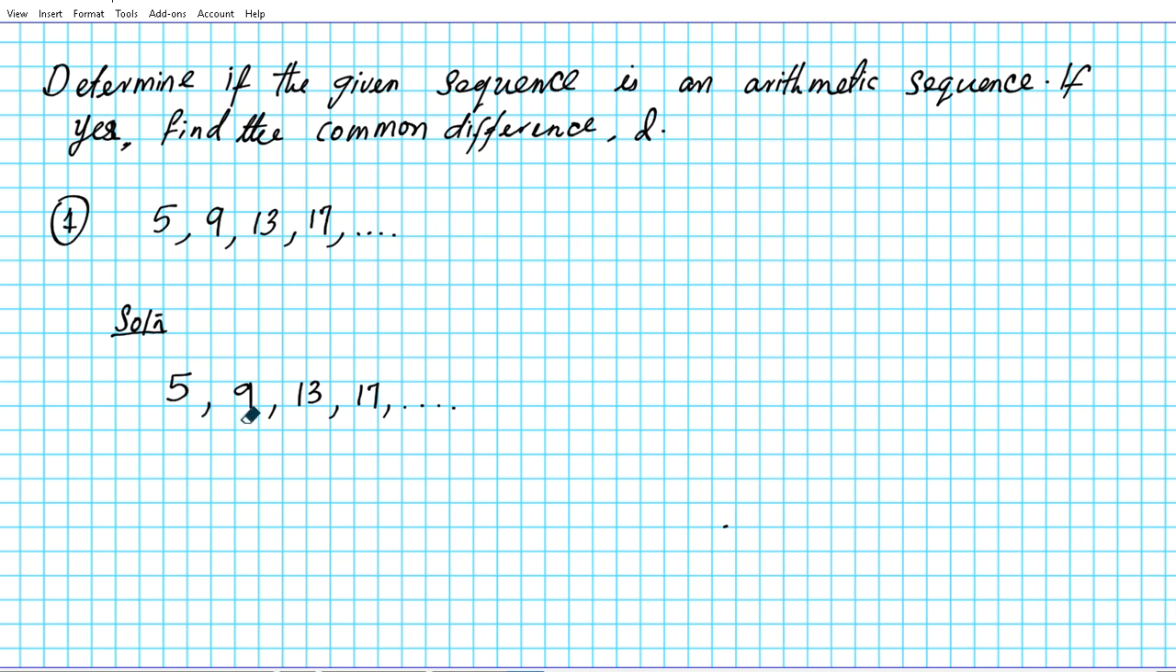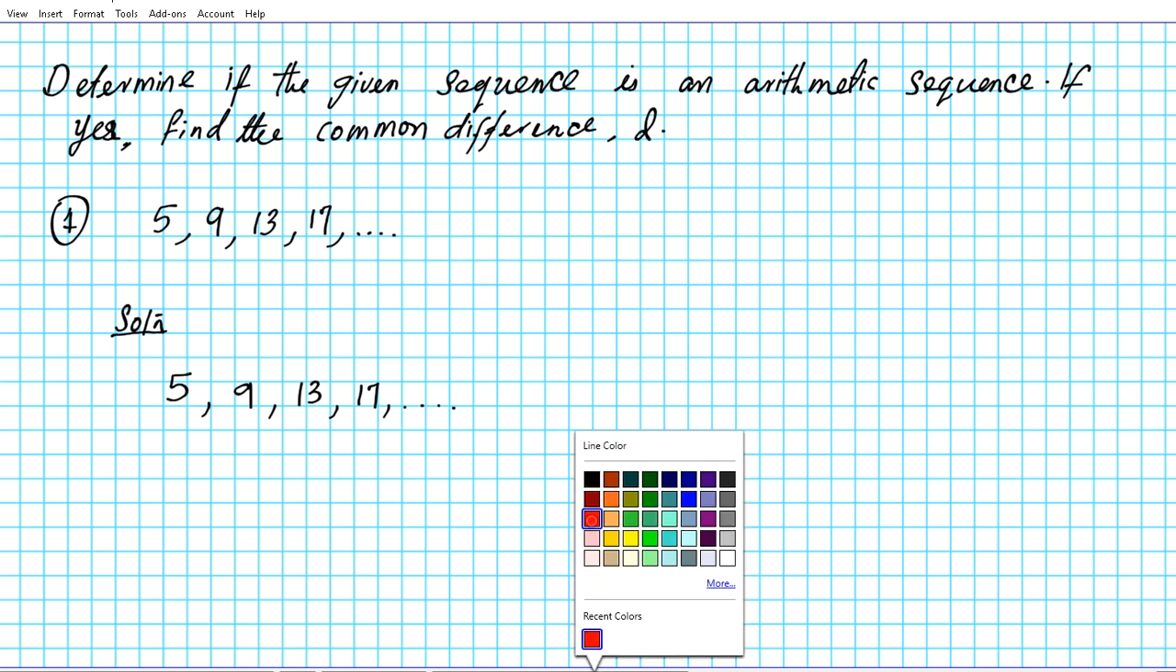Okay? So 5 and 9 are consecutive terms because they're next to each other. 9 and 13 are consecutive. 13 and 17 are consecutive. Okay? 5 and 13 are not consecutive because they are not next to each other. Alright? So let's look at what the common difference is, or the difference between consecutive terms.